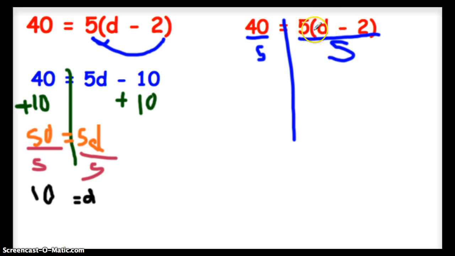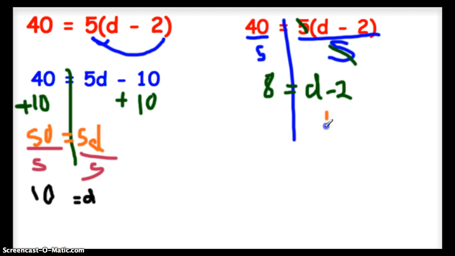Multiplying the parentheses by 5 and dividing the parentheses by 5, those cancel each other out. So I'm just left with D minus 2 on the right. On the left, 40 divided by 5 yields 8. Now we just have a one-step equation.